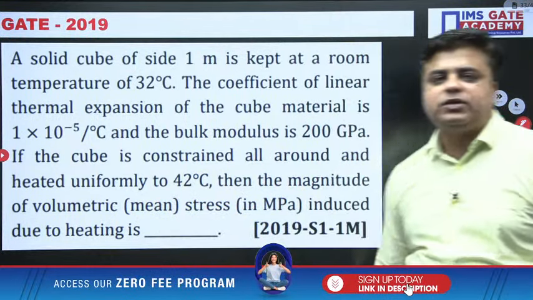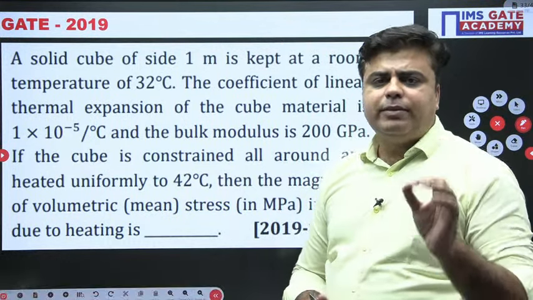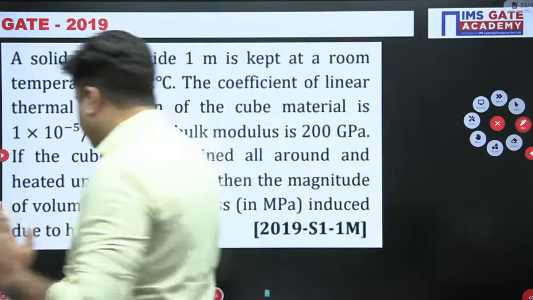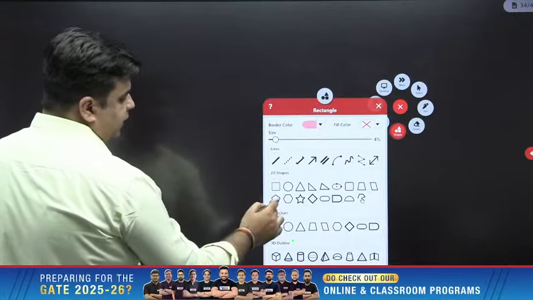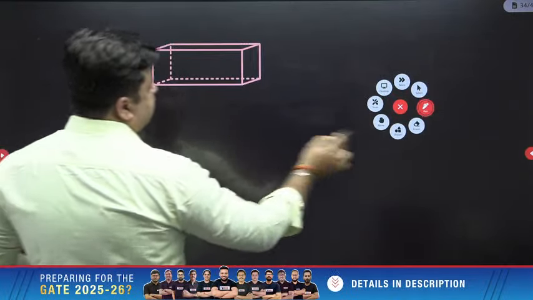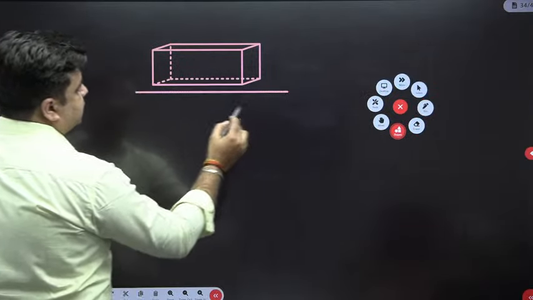Those students who have confusion in thermal stresses, for them my simple advice is, just observe my drawings, okay? Only observe my drawings and you will understand everything about thermal stresses. For example, this is a bar which is kept on a horizontal frictionless surface. What is it?